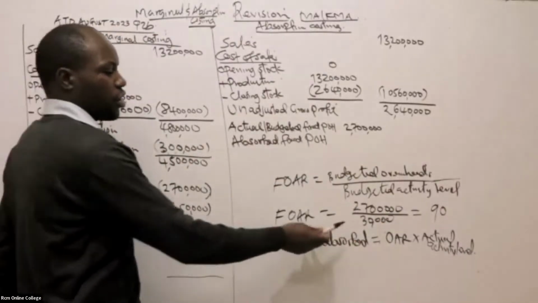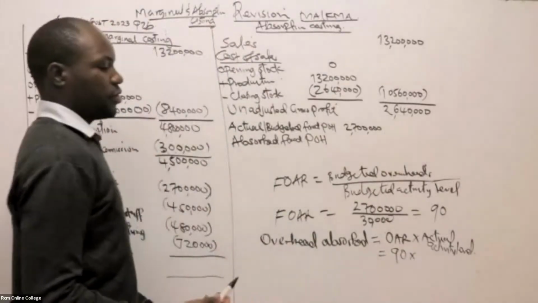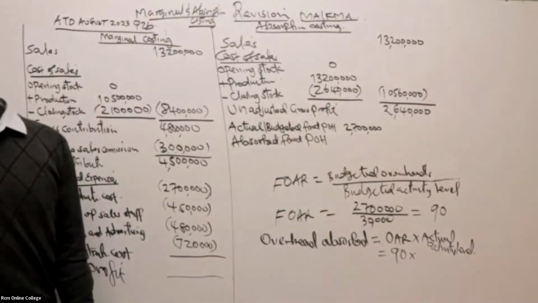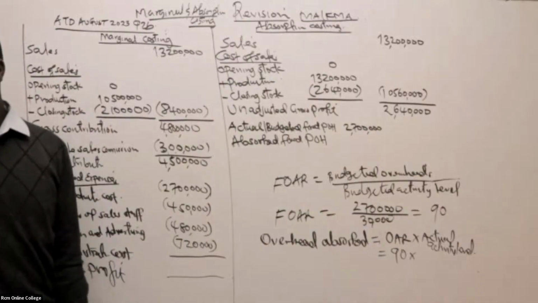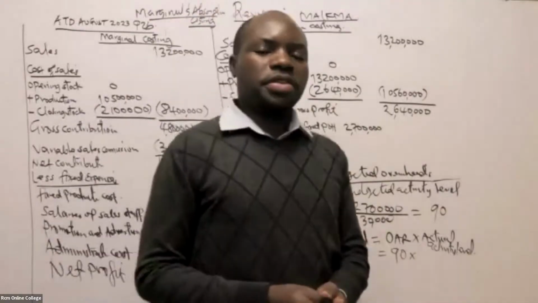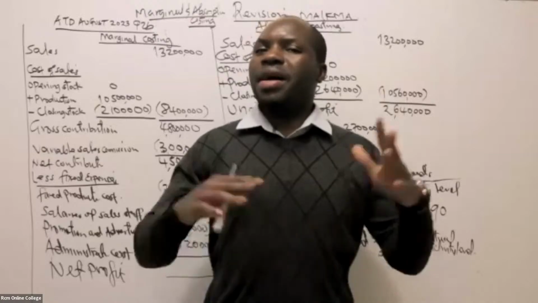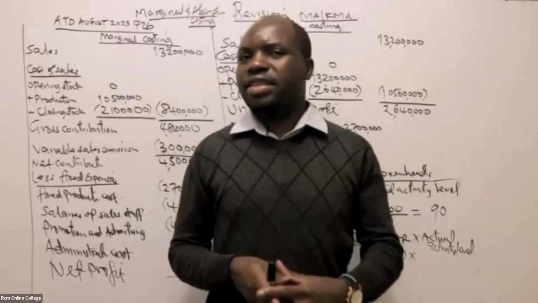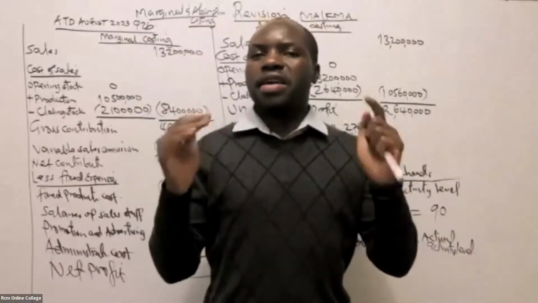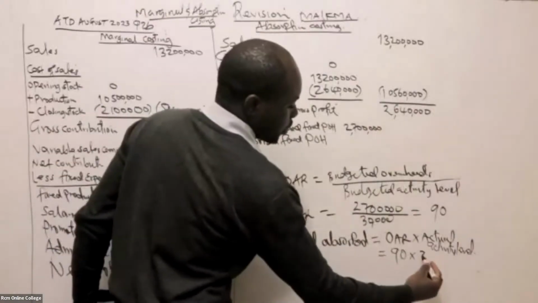So our overhead absorption rate, already calculated here, is 90 times actual activity level. How many units were actually produced? They have not mentioned the budgeted. They have not specified, so that is the actual units that were produced, right? If they have not mentioned that, it means our budgeted is equal to actual. So I'll now take 90 times 30,000.